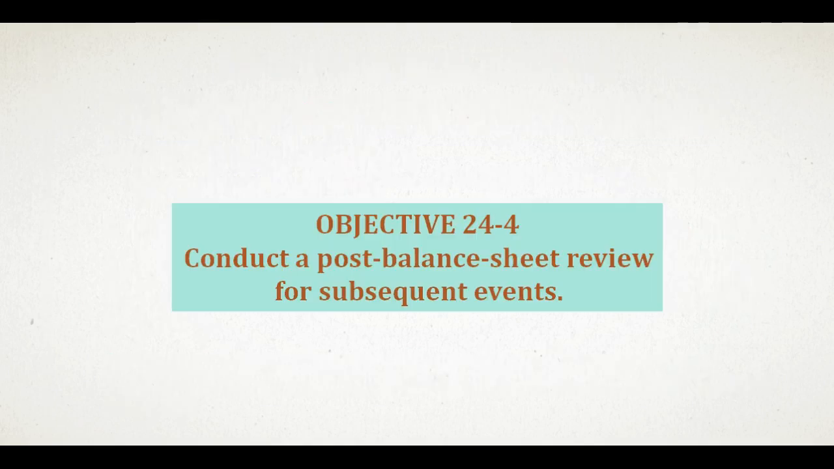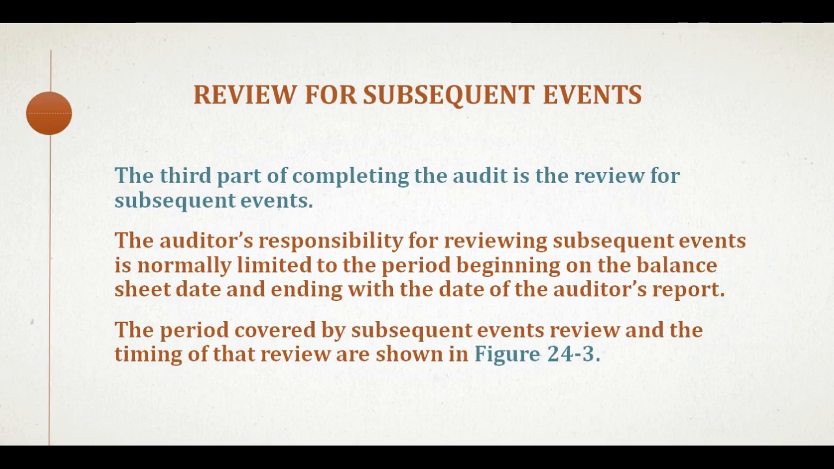On the next slide, we will cover conducting a post-balance sheet review for subsequent events. The third part of completing the audit is the review for subsequent events. The auditor's responsibility for reviewing subsequent events is normally limited to the period beginning on the balance sheet date and ending with the date of the auditor's report. The period covered by subsequent events review and the timing of that review are shown in Figure 24-3 on page 774 of your textbook.